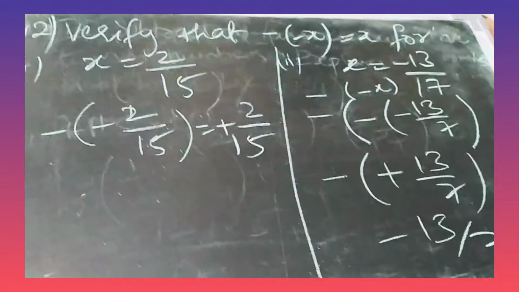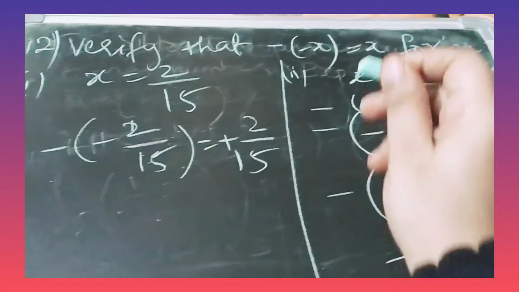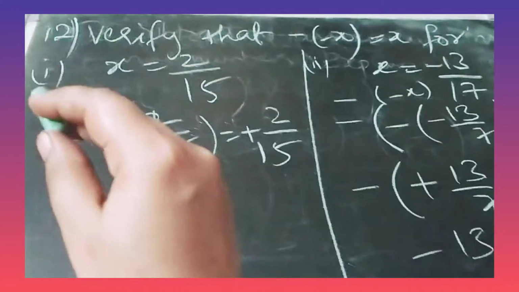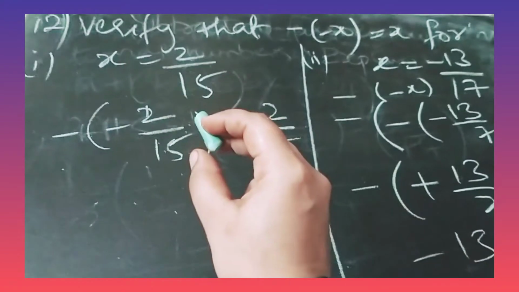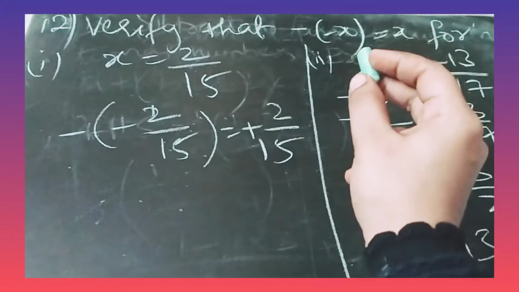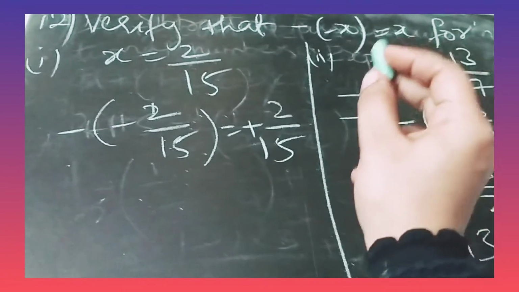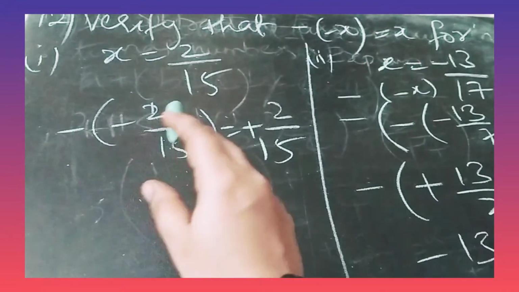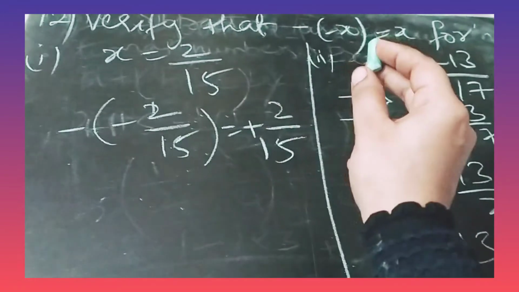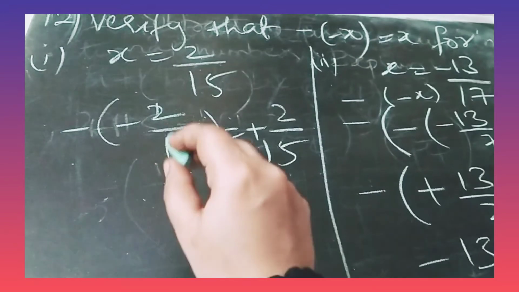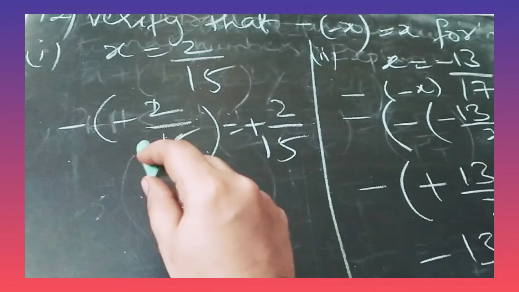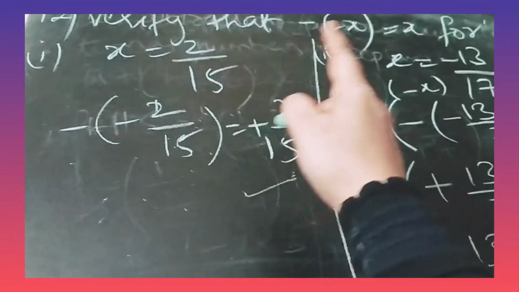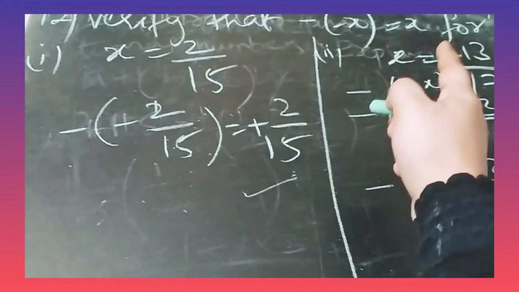Okay, 12th one is verify that minus of minus x is equal to x. Here values are given. Okay, first one is x is equal to 2 by 15. You have to do minus of minus x, so the answer should be x. Okay, so minus of minus x means minus of, what is x here? It is 2 by 15. Minus x means you have to write minus. Okay, minus of minus 2 by 15, minus into minus is plus, plus 2 by 15. So x is here 2 by 15 now. So we got the answer. Minus of minus x is equal to x.